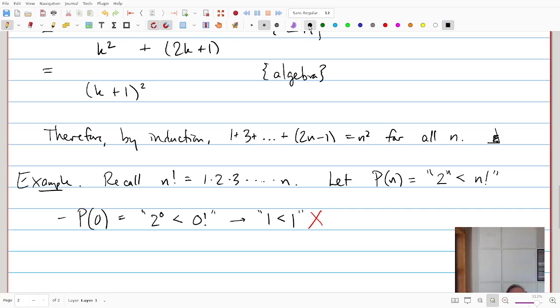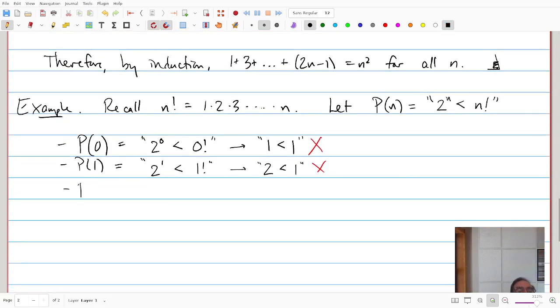So, how about P1? That would say that 2 to the 1 is less than 1 factorial, which says 2 is less than 1, that's not true. Okay, so why am I showing you this false thing? P2? Is P2 true? 2 squared, is that less than 2 factorial? What's 2 squared? 4. What's 2 factorial? 2. So, no.